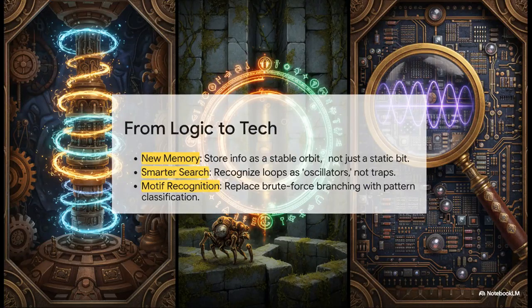And this is not just theory. This has some seriously mind-bending potential for technology. I mean, imagine computer memory, where a bit of information isn't just a static 0 or 1, but a stable oscillating process, a tiny logical clock holding information in its rhythm. Or think about AI and complex search algorithms. Instead of getting stuck in an infinite loop and crashing, an AI could recognize the pattern, classify it as a harmless oscillator, and just intelligently move on. This is a fundamental shift from brute force calculation to elegant pattern recognition.